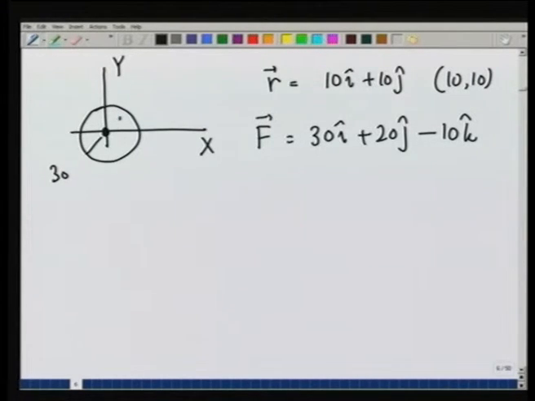So, I am applying a force at this point which is like this in the plane of x y, and it has a z component also, minus 10 k. So, therefore, going into the plane of this board. The torque, total torque due to this force is going to be equal to r cross f.